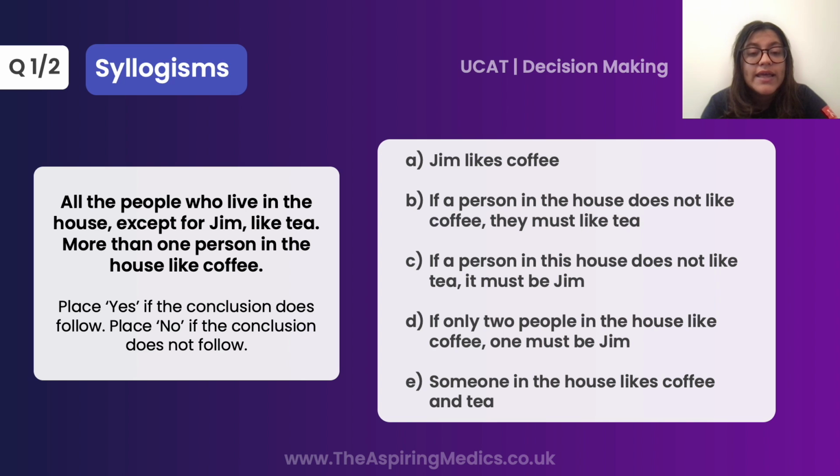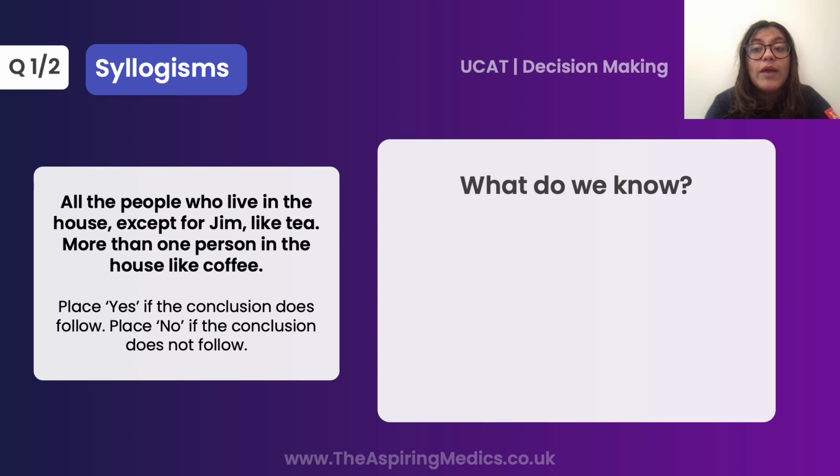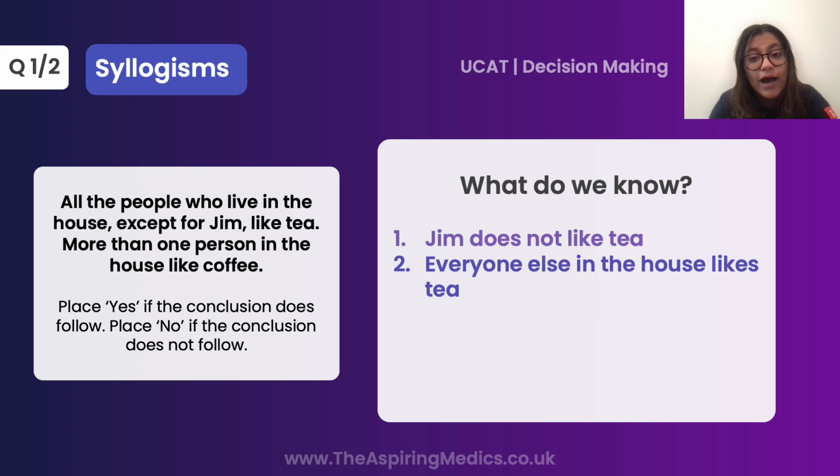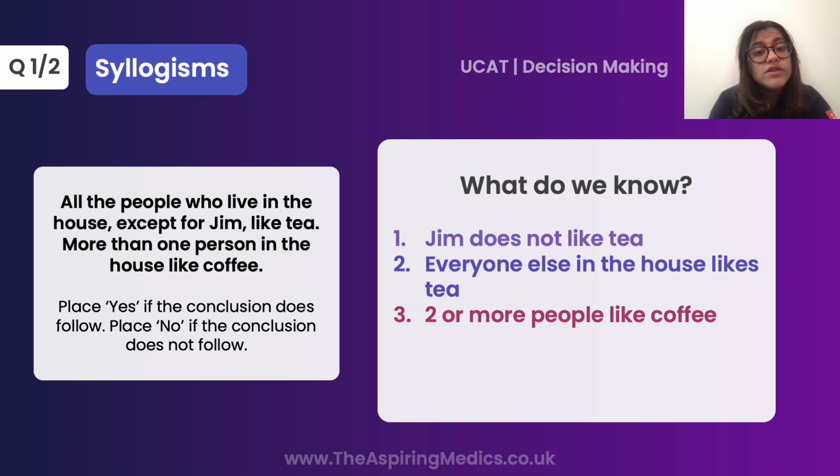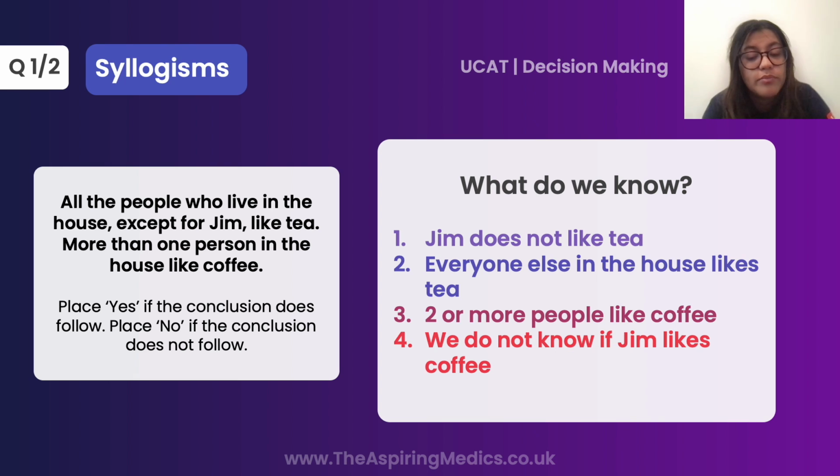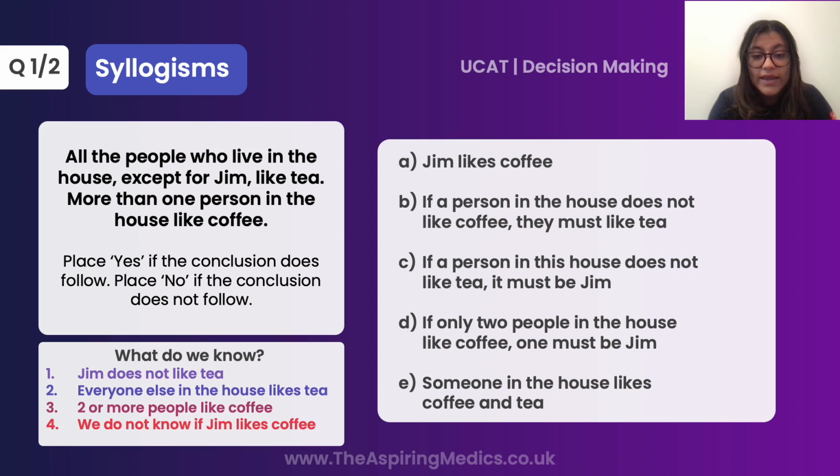So what I've done is made a list of things that we do know. First of all, we know that Jim does not like tea. Everyone else in the house likes tea, and we got that from the first sentence of the premise. We also know that 2 or more people like coffee, and we don't know if Jim likes coffee. So now, keeping all of that information in mind, let's decide if each of these statements are true or false.